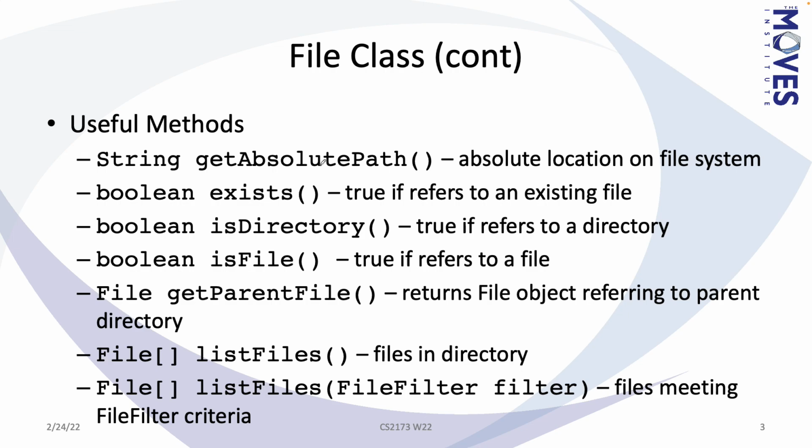If I want to refer to one in a directory one below where I'm running the program, then I can just give it the name of the directory and then / the name of the file. However, once it's there, that file object knows exactly where it is on the file system. So get absolute path is an absolute location on the file system. I can also say, since a file either could exist or not, I can say, do you exist?